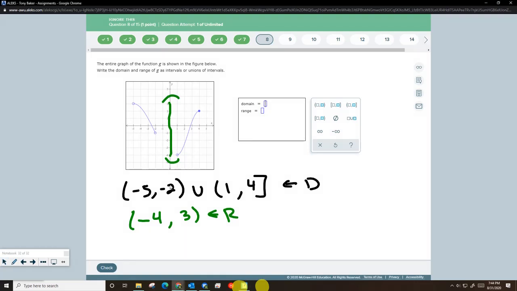So put those in. So I've got -5, -2, and then union 1, 4. And then for my range, I just have one, and it's -4 to 3.